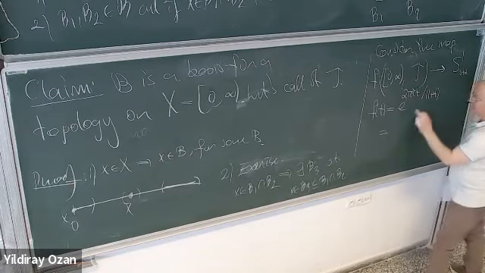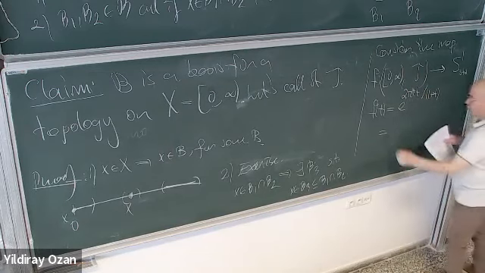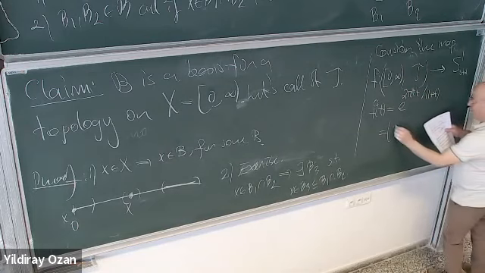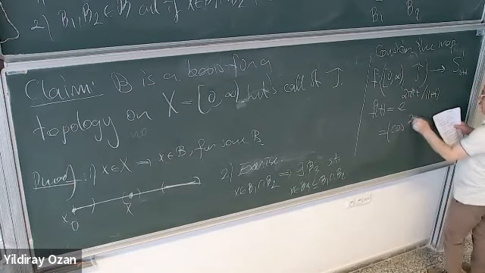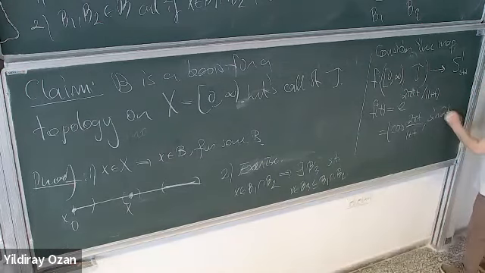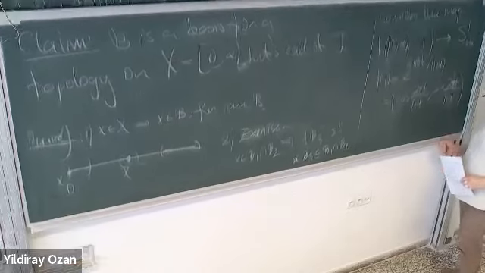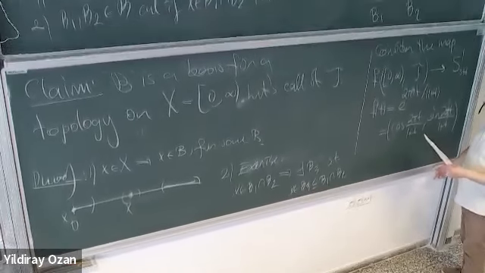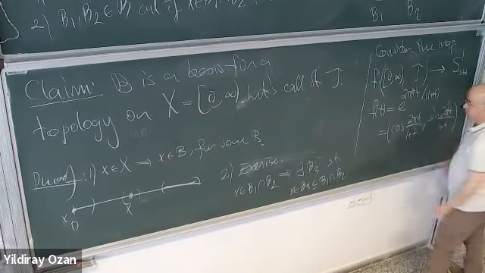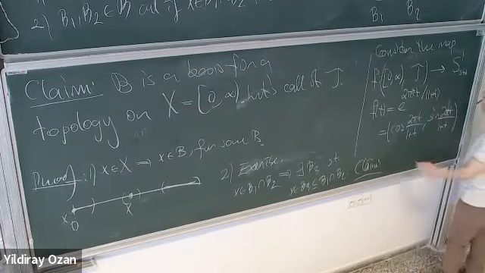More specifically, if I don't use this complex number notation, I can also write it this way: cosine of 2 pi t divided by 1 plus t, sine of 2 pi t divided by 1 plus t. What we claim is this: this map F is a homeomorphism.